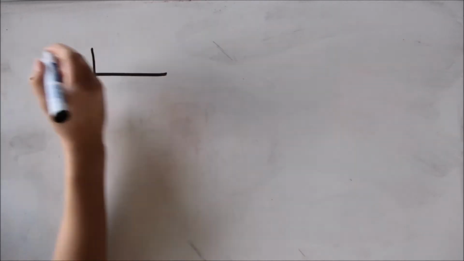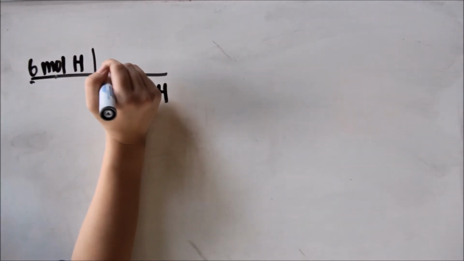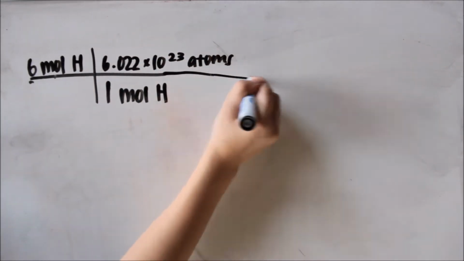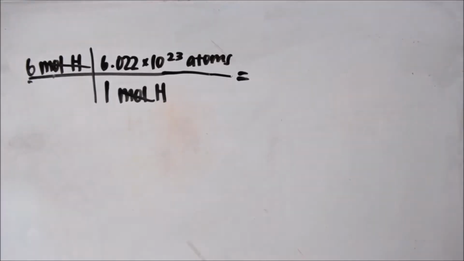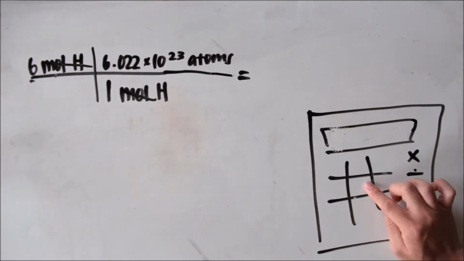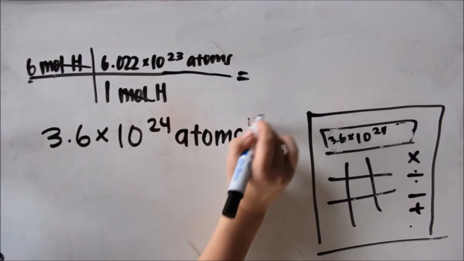Let's try to find how many atoms are in 6 moles of hydrogen. First, write down what you are given, 6 moles of hydrogen. We know that 1 mole equals Avogadro's number in atoms. We put the same units across from each other so that the units cancel out. To calculate this, multiply the top numbers and divide by the bottom number or numbers. This would give you 3.6 times 10 to the 24th atoms hydrogen.